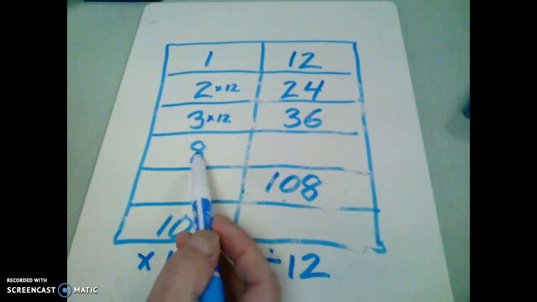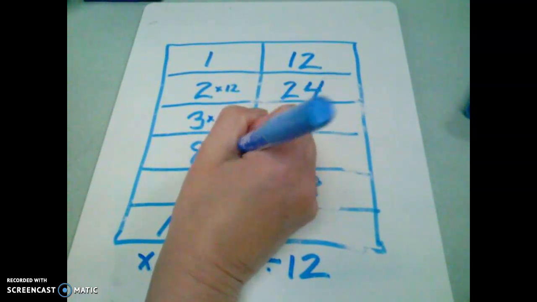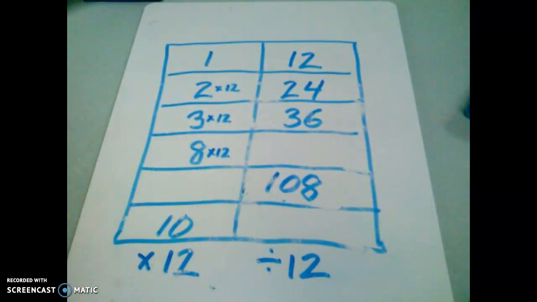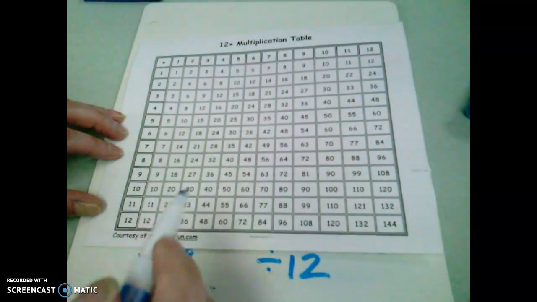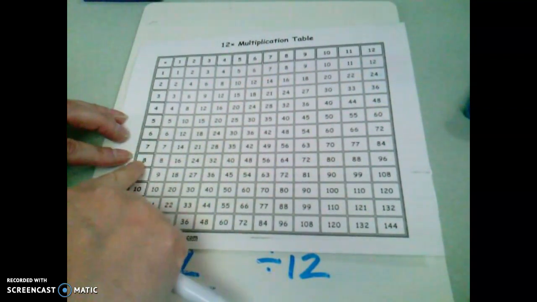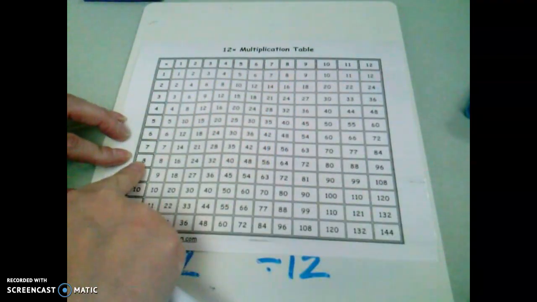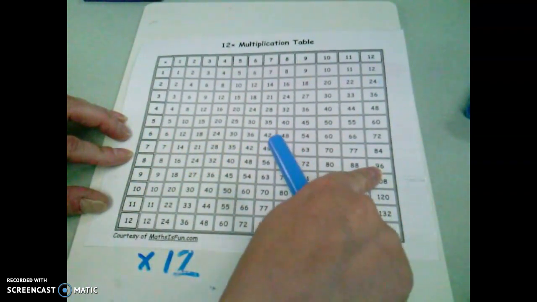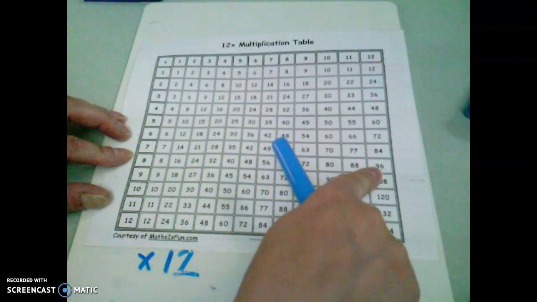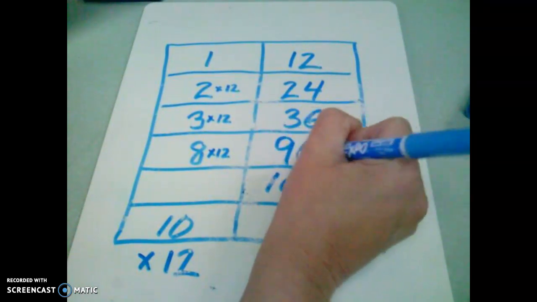Oh, well, I have a small number. That means I have to multiply 8 times 12. Okay, so we're going to go on here because I don't know what 8 times 12 is. So I go over here. 8. I know 12 is the very last column. So I'm going to go across the 8 row until I get to the end. And I know that 8 times 12 is 96. So I'm going to write that in my chart. Oh, in the right spot.